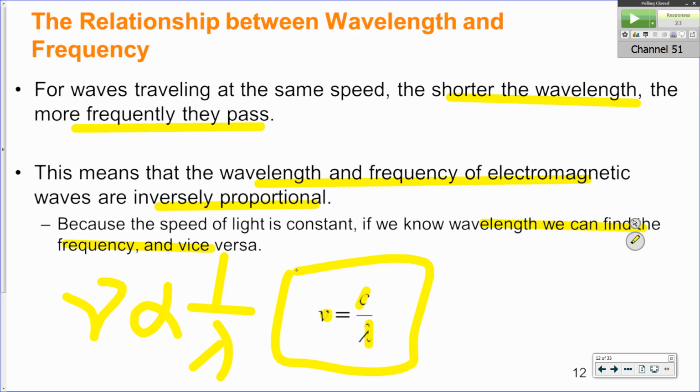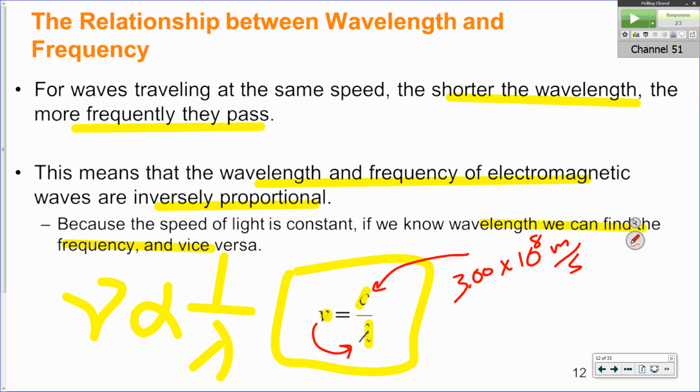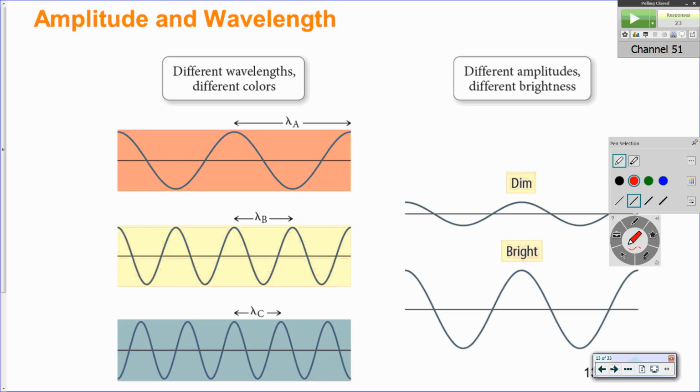We know what c is. Regardless of the type of electromagnetic radiation, c is 3 times 10 to the 8 meters per second. It means if I know one, I can calculate the other. If I know frequency, I can calculate wavelength, or vice versa. If I know wavelength, I can calculate frequency. So the two things are related by the speed of light.